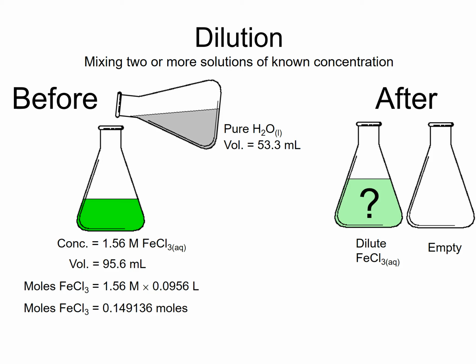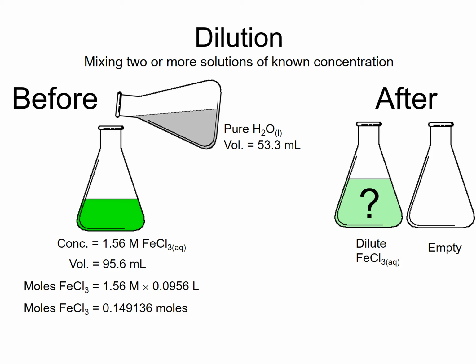And so the volume, 95.6 milliliters, had to be converted into 0.0956 liters before I could do the multiplication. So I've got the 0.0956 liters there. I multiply the two numbers together, and what I find is that in terms of the moles of iron chloride, I've got 0.149136 moles of iron chloride present in that green Erlenmeyer flask that you see there.